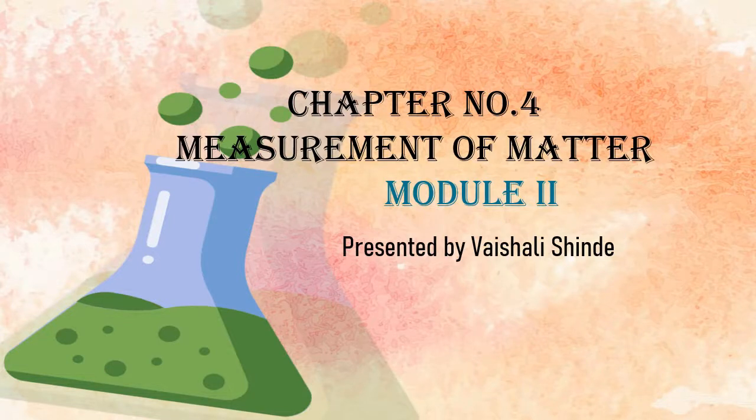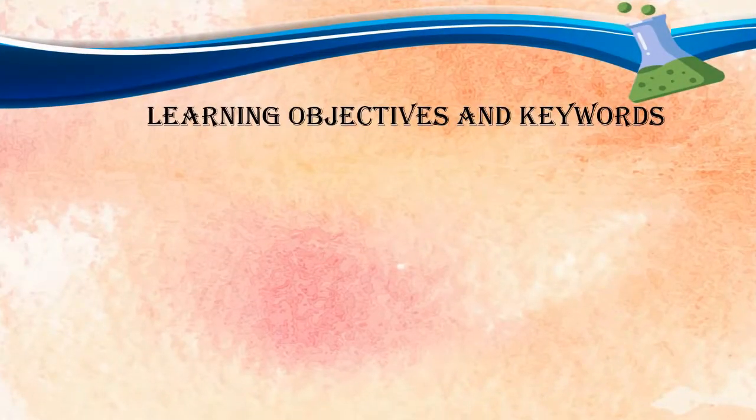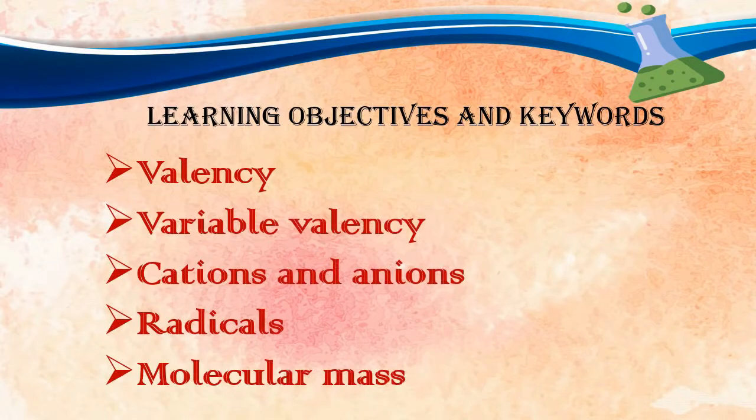Welcome students to the second module of chapter number 4, Measurement of Matter. In this module, we will be learning valency, variable valency, cations and anions, radicals and molecular mass.